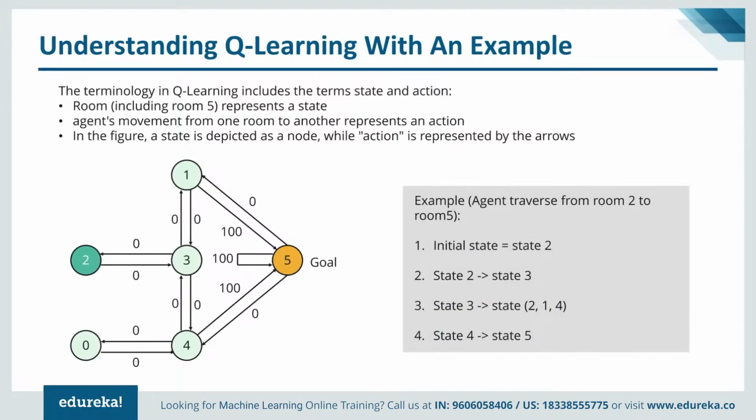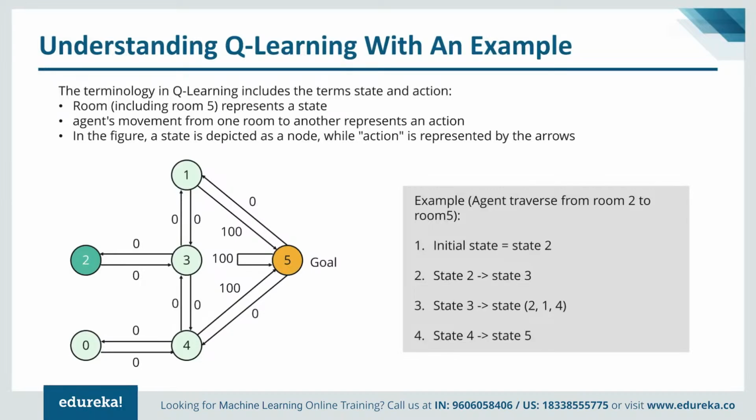Let me just explain this graph to you in detail. These rooms over here labeled 0, 1, 2, 3 to 5 represent the state an agent is in. So if I say state 1, it means that the agent is in room number 1. Similarly, the agent's movement from one room to the other represents the action. So if I say 1 to 3, it represents an action. Basically the state is represented as a node and the action is represented by these arrows. These nodes represent the rooms and these arrows represent the actions.